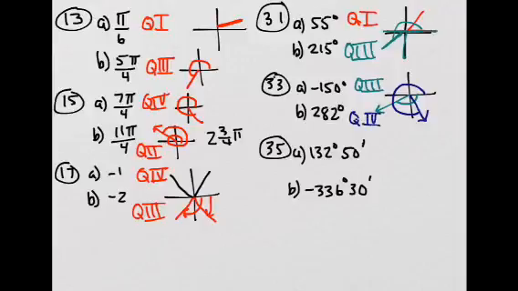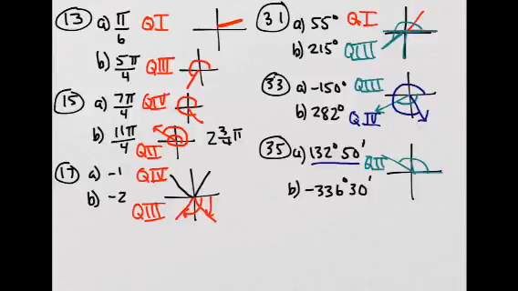And then for the last one, for 35, 132 degrees 50 minutes. Remember, there are 60 minutes in 1 degree. So that means that this angle right here is under 133. It's 132 and 50 out of 60 minutes. Okay? So it's still less than 133. See, it's 90 up here. So 132 and 50 minutes would be somewhere around here. Right here, so that's quadrant 2.